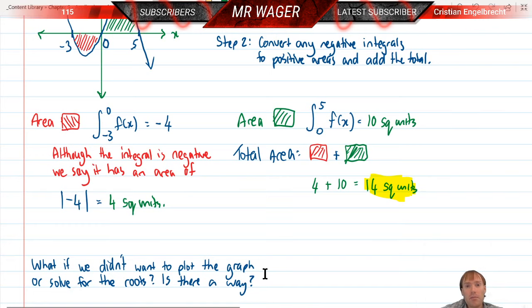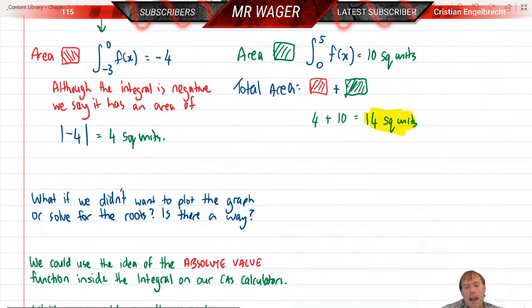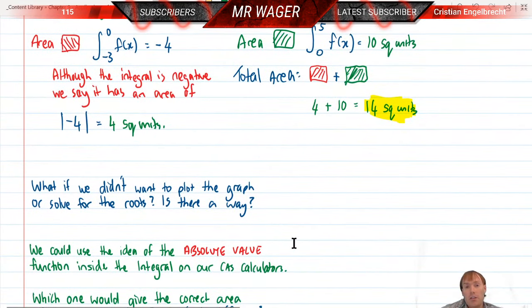Say, for example, this could be in a calculator section of a test. Is there a better way than, rather than to graph the function, work out the roots, and then try and get to the area that way? And there is. There is a way to do it using the absolute value function inside the integral.